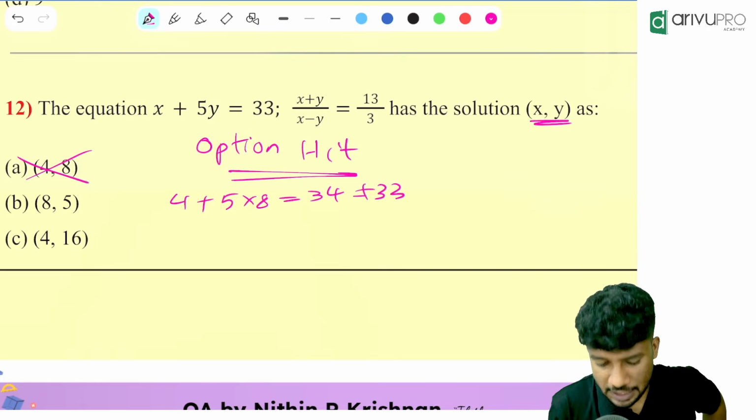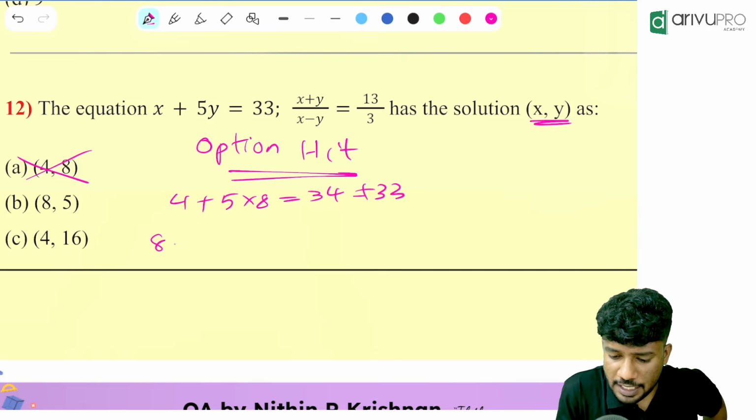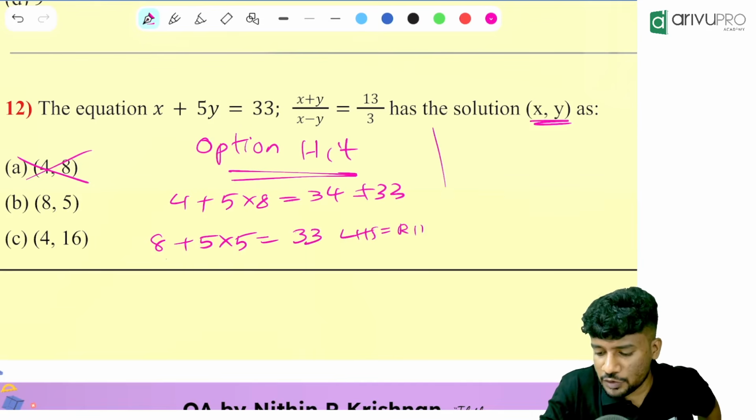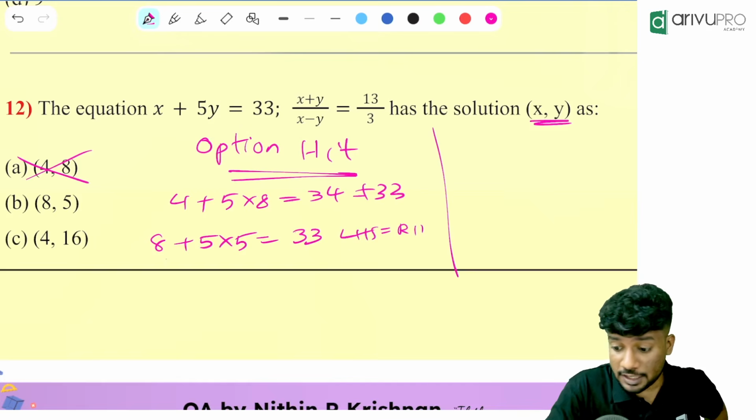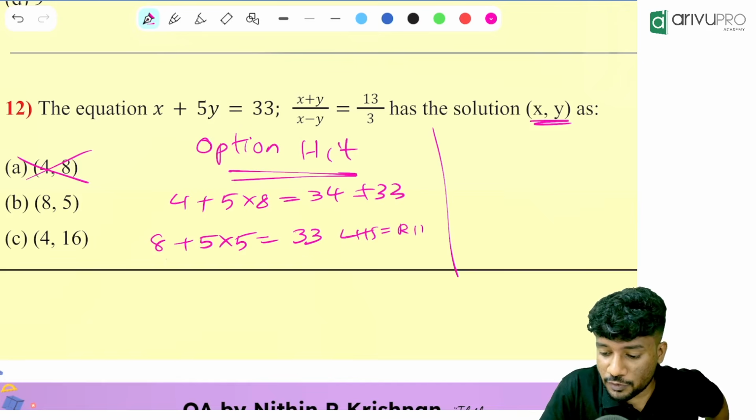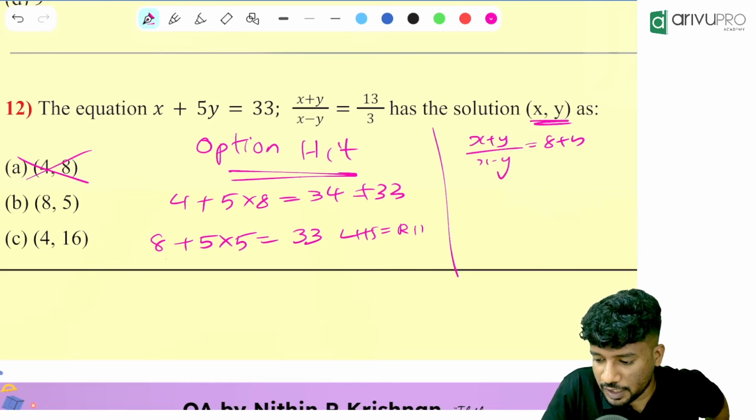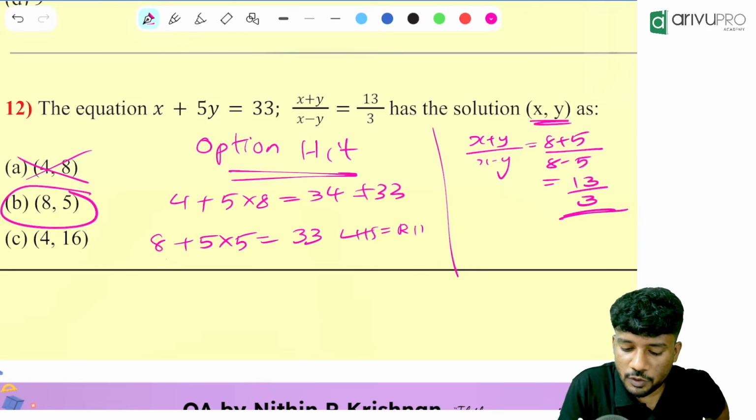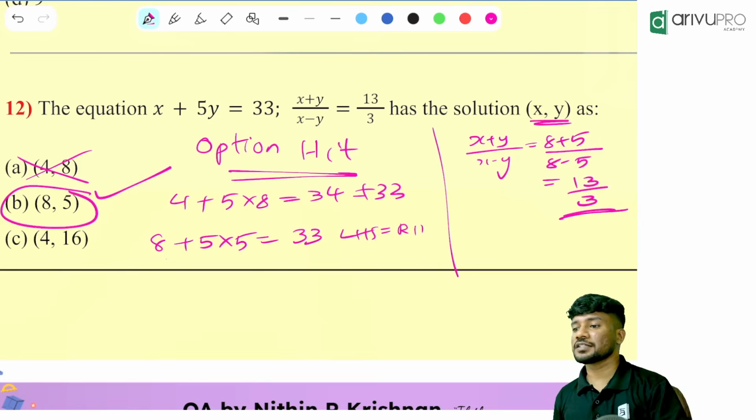Everyone understood that? Then the second option: 8 plus 5 into 5, which is 8 plus 25, which is equal to 33. That means LHS is equal to RHS in the first case. Now check the second case. Both the cases should be satisfied. x plus y divided by x minus y is 8 plus 5 divided by 8 minus 5, which is 13 divided by 3. So option B is satisfying both equations.